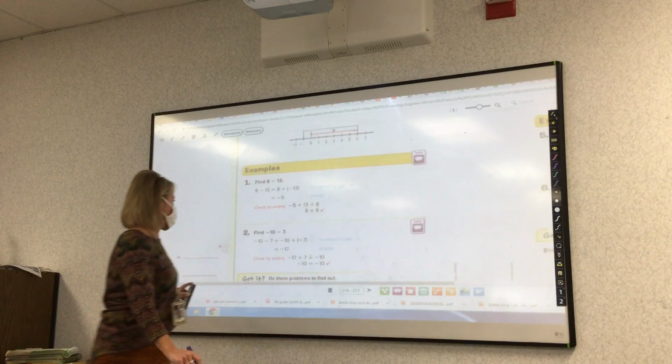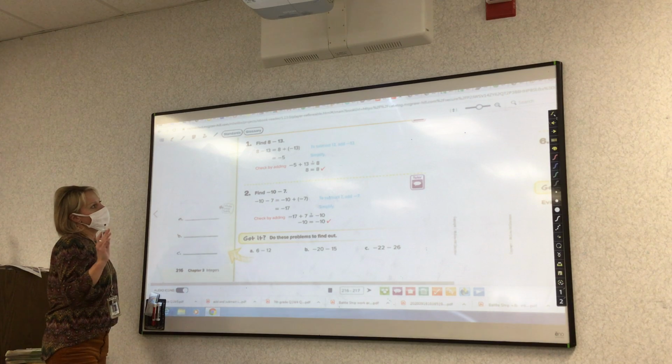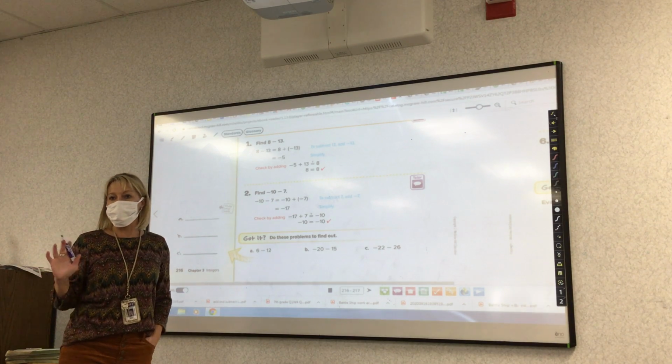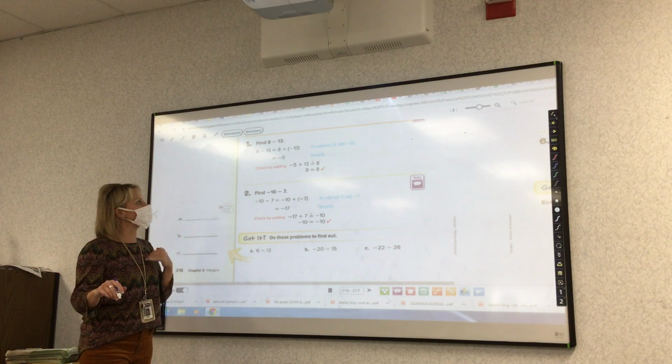So let's look at some examples. And when I show you these examples, we are going to write all over the book, and you're going to write all over the numbers, and you're going to write in different spots. Because I don't like how they show it to you.